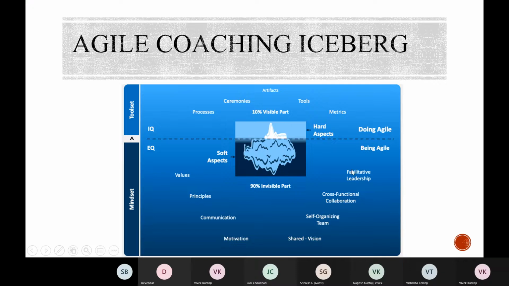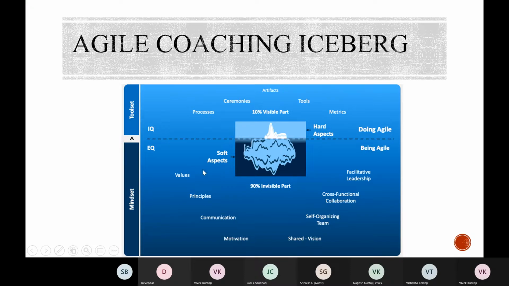And what is being agile? The 90% of it is something invisible, which are soft skills, human factors, such as values, principles, communication, motivation, shared vision, self-organizing team, cross-functional collaboration, facilitation, etc. These are called mindset. These are called tool set.